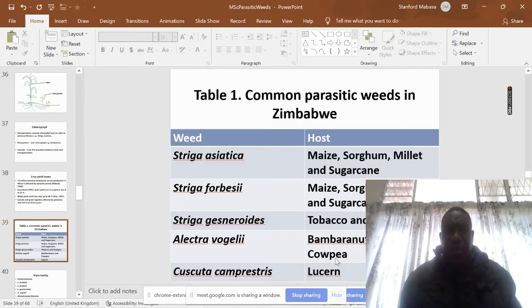Here I've got a table of common parasitic weeds in Zimbabwe. We have Striga asiatica, which parasitizes maize, sorghum, millet, and sugarcane. Striga forbesii, again, parasitizes maize, sorghum, millet, and sugarcane. Then Striga gesnerioides attacks tobacco and cowpea. We are yet to receive reports of Striga gesnerioides in cowpea. Otherwise, we always see it on tobacco. As far as Alectra vogelii is concerned, it has been observed to attack bambara nuts and cowpeas.